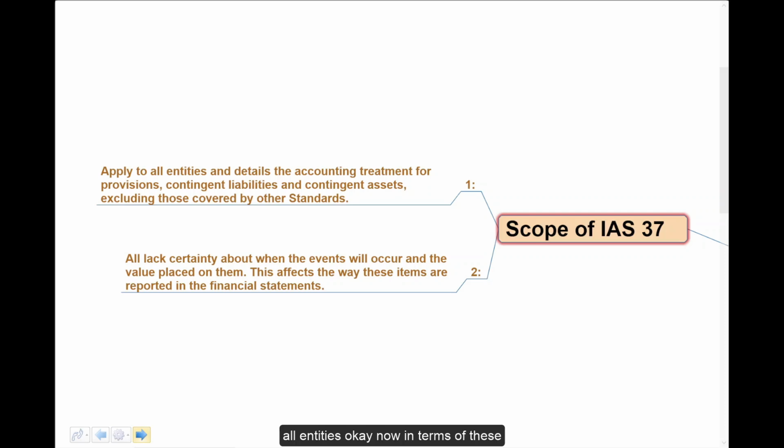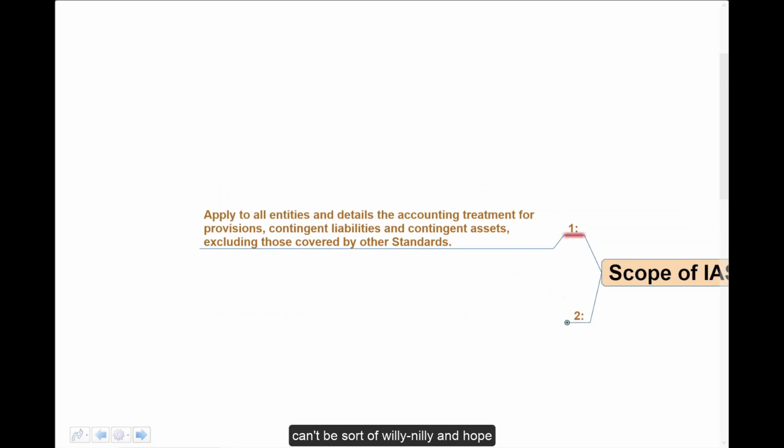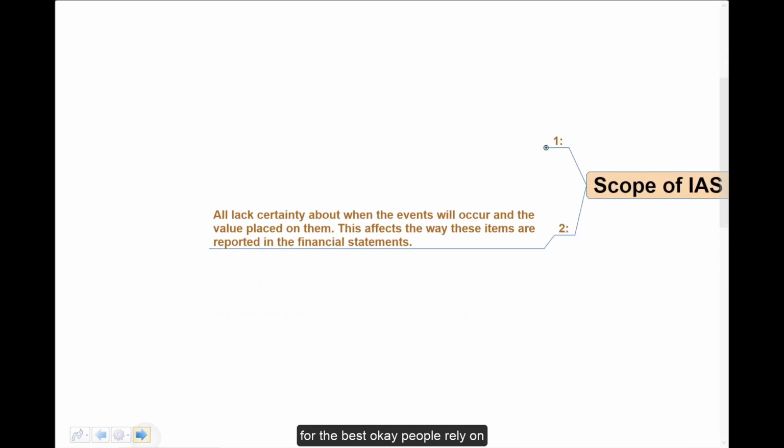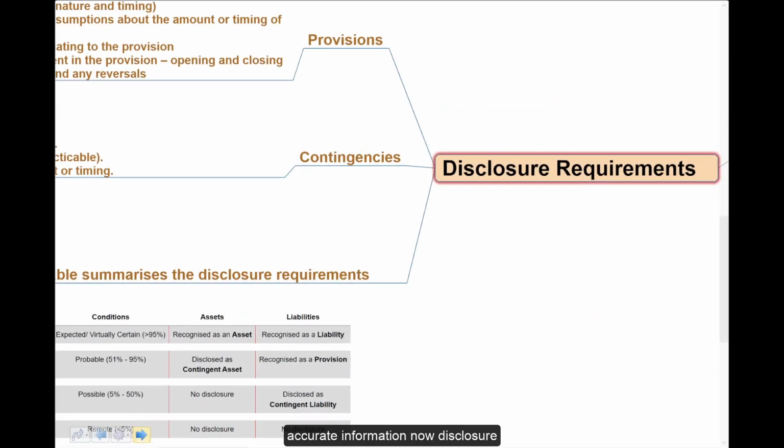Now, in terms of these situations or events, all lack certainty about when the events will occur and the value placed on them. So timings and indeed measurement or value. So this is what affects the way that they're reported. We're just not sure about things, and we can't go providing for items that we think, well, it might happen, it might not. These are financial statements as mentioned, and people rely on accounts, so we need to be as accurate as possible. We can't be willy-nilly and hope for the best, okay? People rely on accurate information.